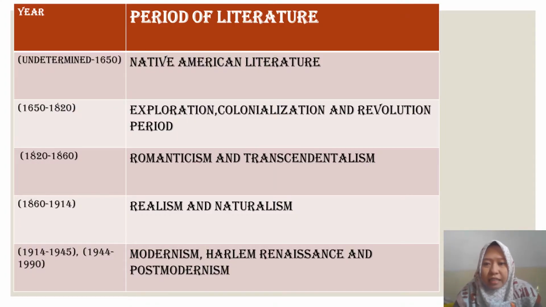This is the timeline of American literature, the periods of American literature. We have already learned Native American literature, explorations, colonialization, and revolution period, romanticism and transcendentalism. And now it's time for us to study more about realism and naturalism in the years 1860 up to 1914.